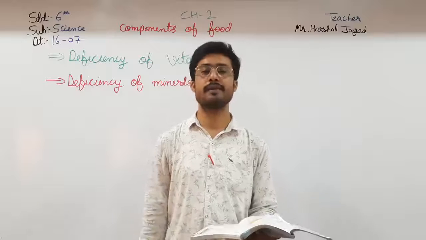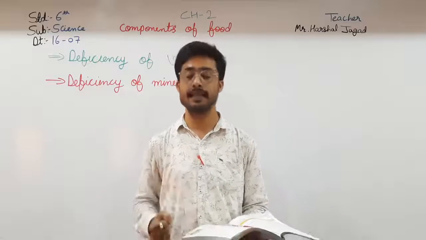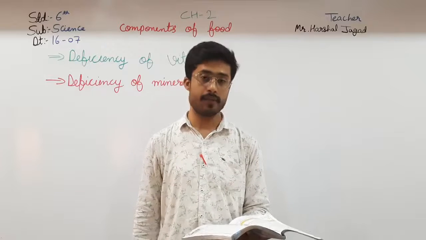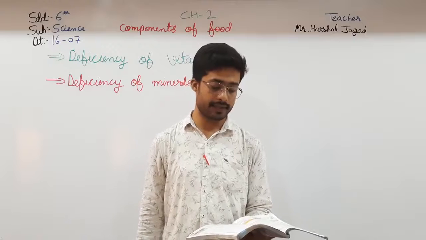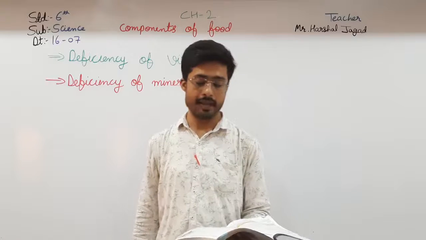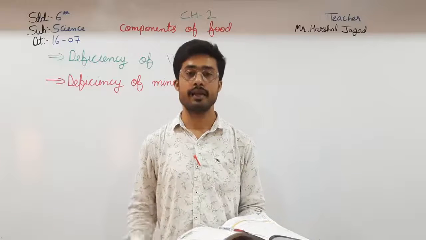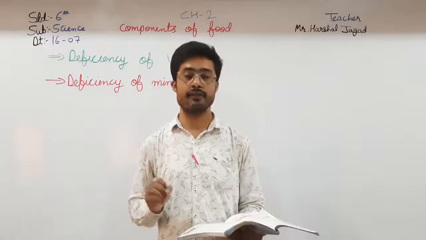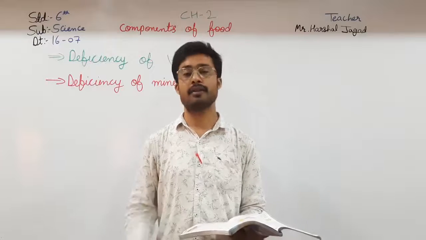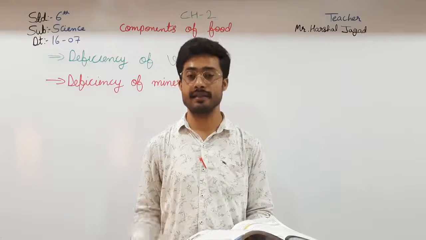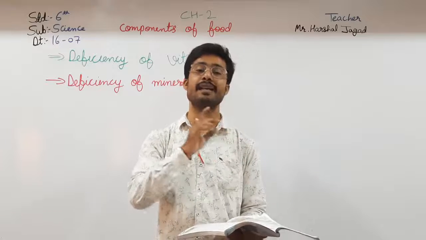Now moving towards iron. The rich sources of iron are whole grains, pulses, meat, dark green leafy vegetables and apricots. It helps in the formation of hemoglobin and red blood cells. The deficiency disease is anemia, which is caused by a lack of iron.